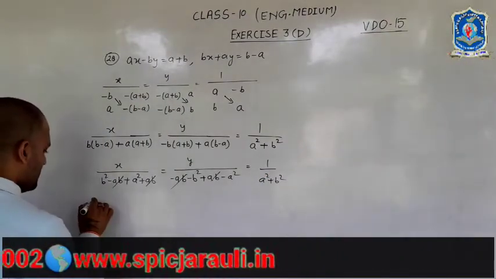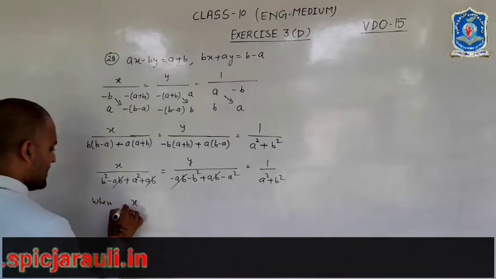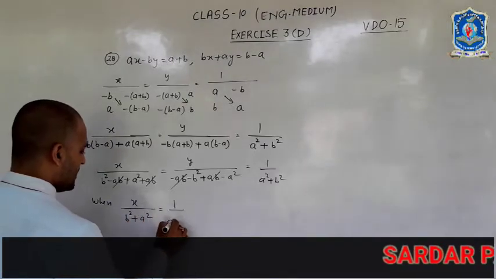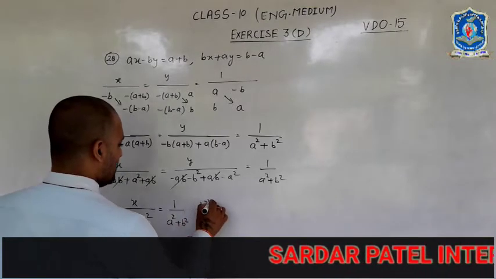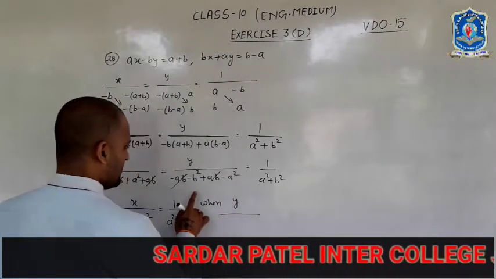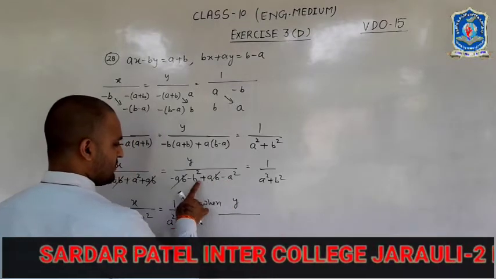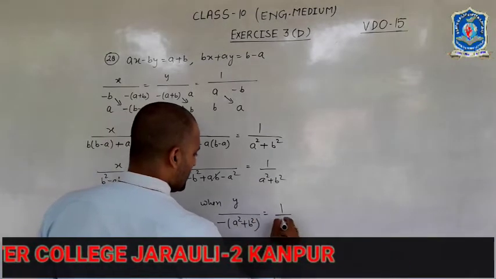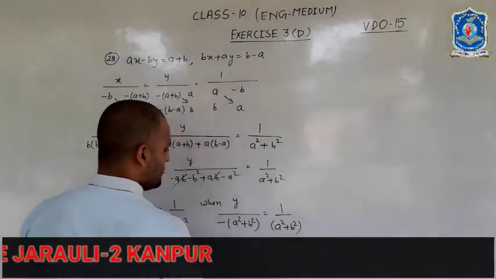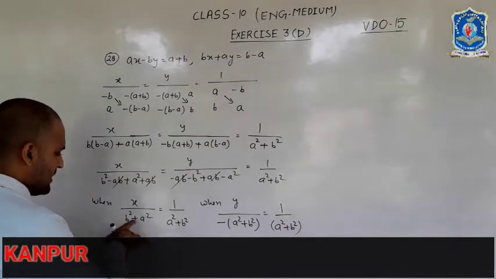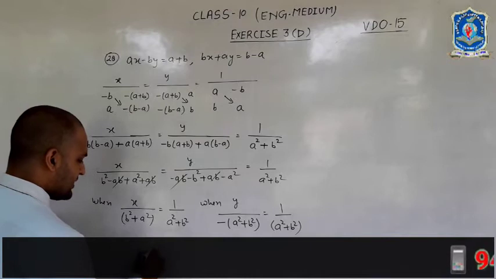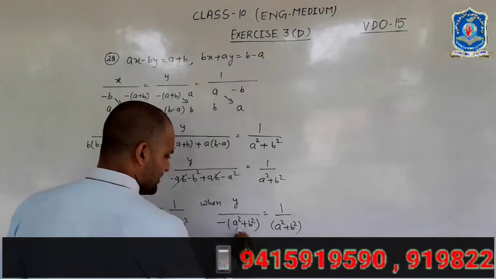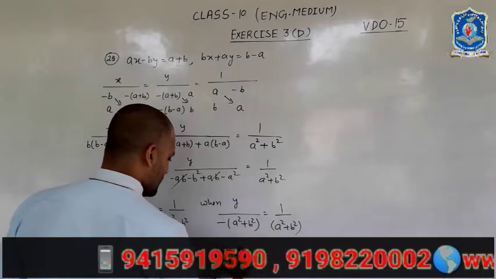Now x upon b square plus a square is equal to 1 upon a square plus b square, and y upon minus b square minus a square, minus common, that is a square plus b square, is equal to 1 upon a square plus b square. Okay students, now see, a square plus b square cancels, so the value of x is equal to 1. In the same way, the minus 1 is multiplied, then y is equal to minus 1.